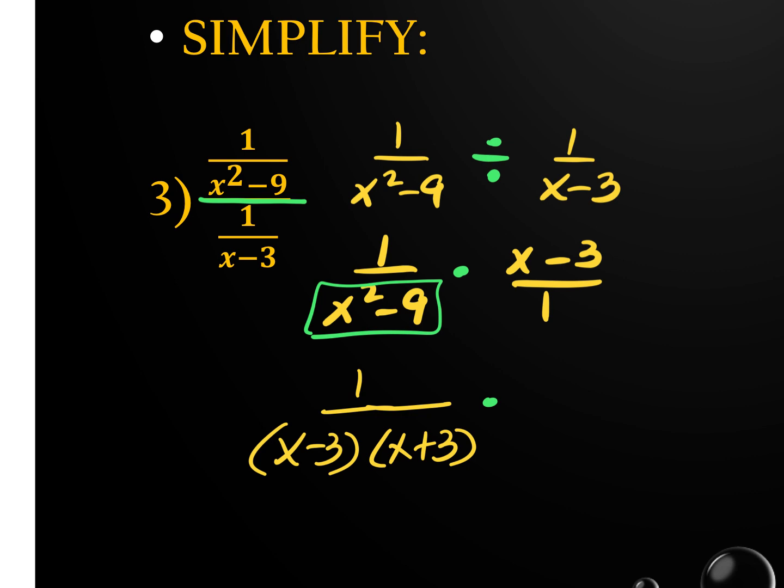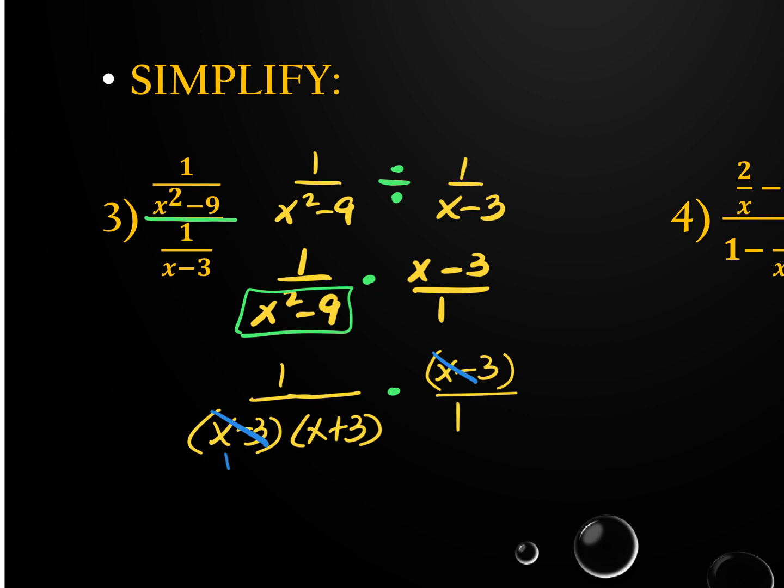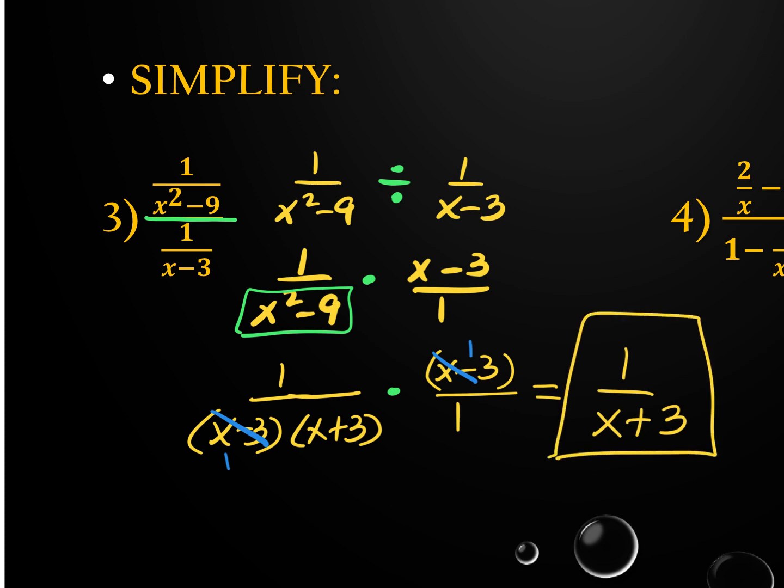Keep the multiplication there. And this fraction, nothing to factor here. Look for things to simplify. I can simplify the x minus 3's. And now I'm going to multiply what remains. So straight across, 1 times 1 is 1. And then I'm left with x plus 3 times 1, which is just x plus 3. Nothing else simplifies. I'm done.